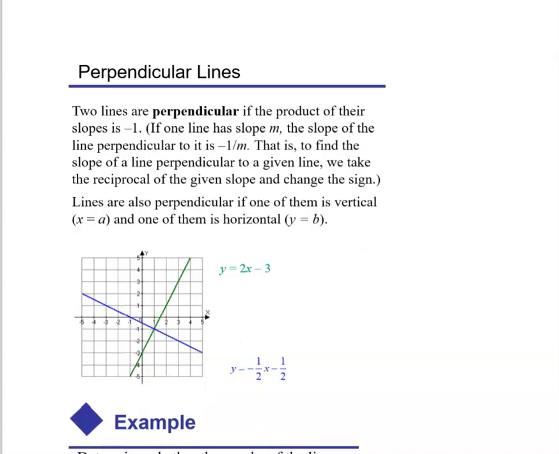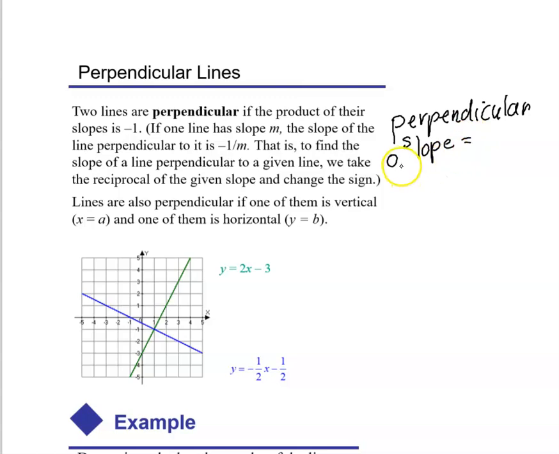In order for lines to be perpendicular, their slopes have to be opposite reciprocals of each other. So their slope is opposite reciprocal.